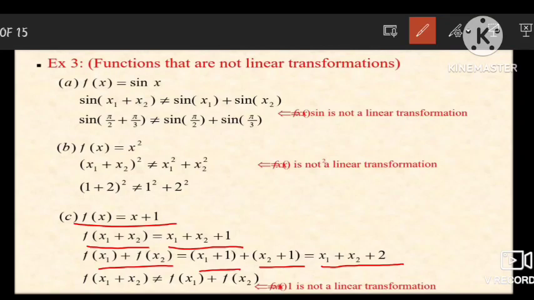Here we can see that x1 + x2 + 1 is there for the left hand side, and for the right hand side we can see x1 + x2 + 2 is there. So both are not equal. So we conclude that f(x) = x + 1 is not a linear transformation.